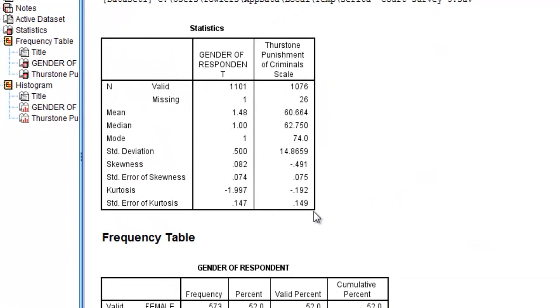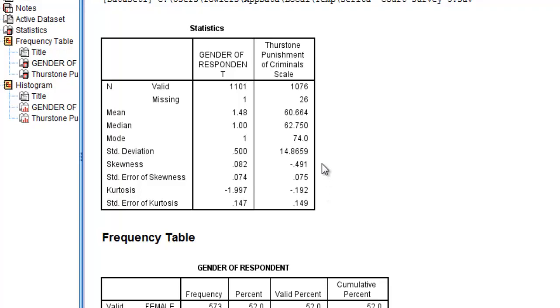So the first thing I'm looking at is the gender of the respondent. The most common category is 1. Women were coded as 1, men were coded as 2. And then when we look at the Thurstone punishment of criminal scale, notice that the average is 60, the median 62, and the mode 74. So it looks like we have a somewhat negatively skewed distribution looking at the mean's relationship to the median. And when I go down to the skewness, I see that it's negative 0.491, so it's somewhat negatively skewed. And I look at the kurtosis, and it's somewhat flat, with a negative 0.192 as a score.